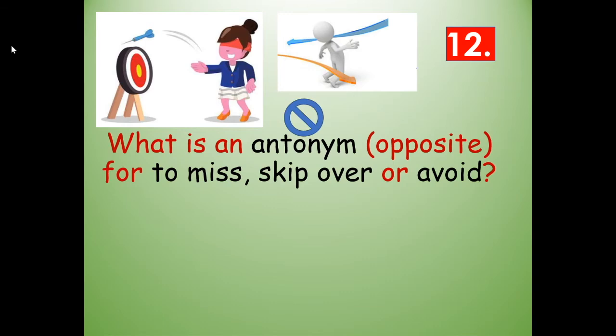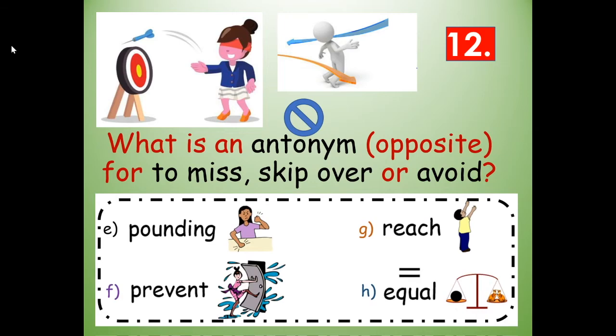Number 12, what is an antonym, which means the opposite, for to miss, skip over, or avoid? So what's the opposite of missing or skipping over or avoiding? Would it be pounding, prevent, reach, or equal?